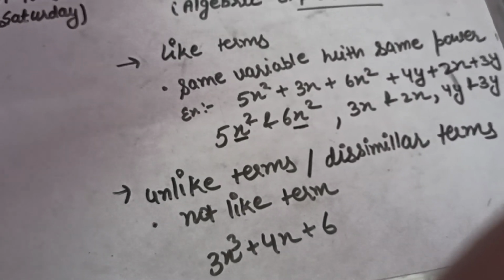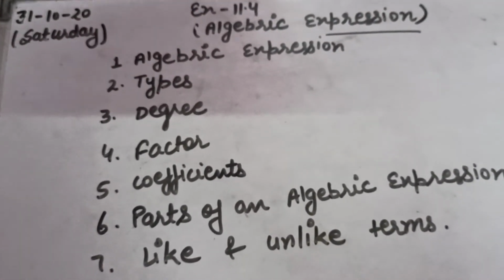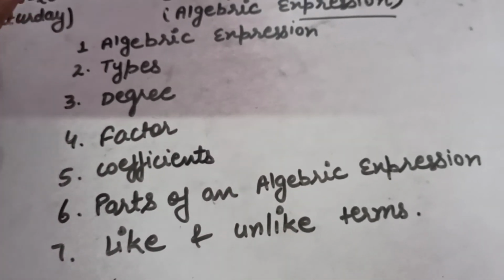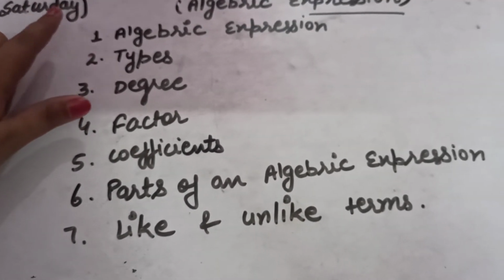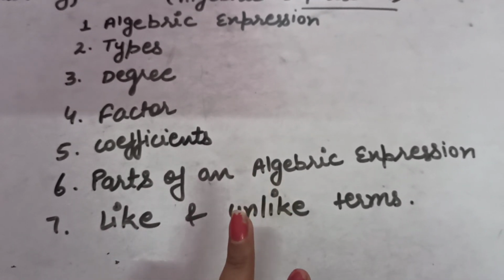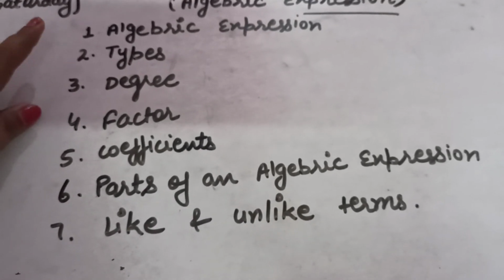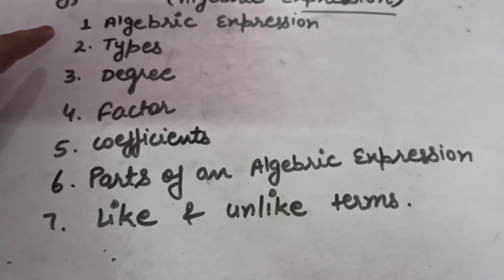So in this chapter, we have studied these 7 topics which we have discussed in this introduction of exercise 11.4. First one is algebraic expression. What is the meaning of algebraic expression? A mathematical expression which contains variables, constants and operations is known as an algebraic expression. Then types. We have discussed 4 types: monomial, binomial, trinomial and polynomial.